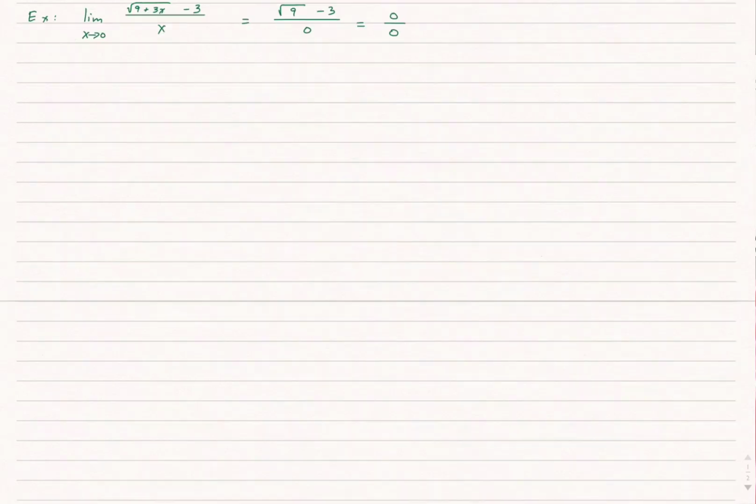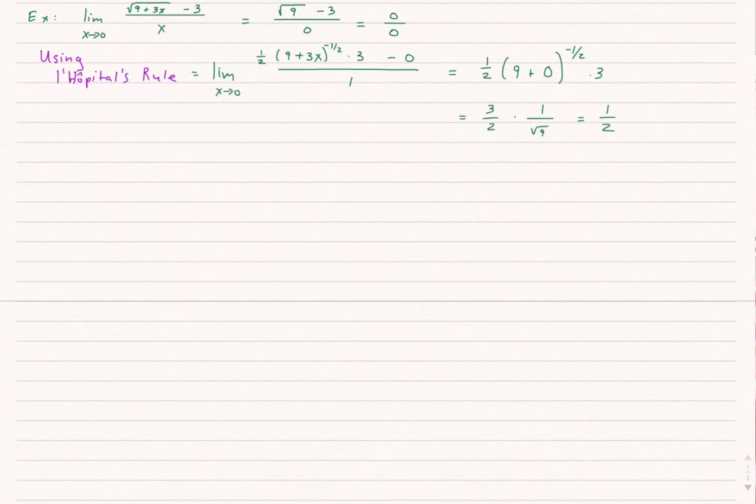Let's do another example. Let's take the limit as x approaches 0 of square root of 9 plus 3x minus 3, divided by x. Again, if I do a direct substitution, I end up with 0 divided by 0, which is an indeterminate form. When I take the derivative of square root of 9 plus 3x, I have to remember to use the chain rule. That's where the 3 comes from. And then I get a 0 for the derivative of 3 with respect to x and a 1 in the denominator. So now when I substitute, I end up with 1/2.